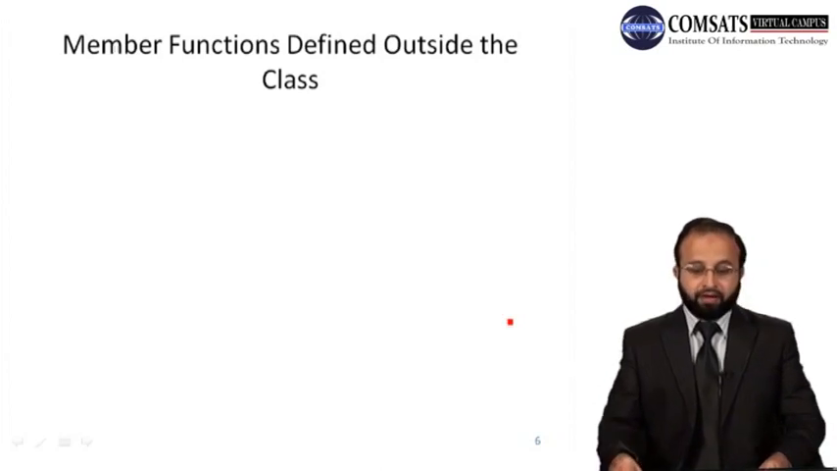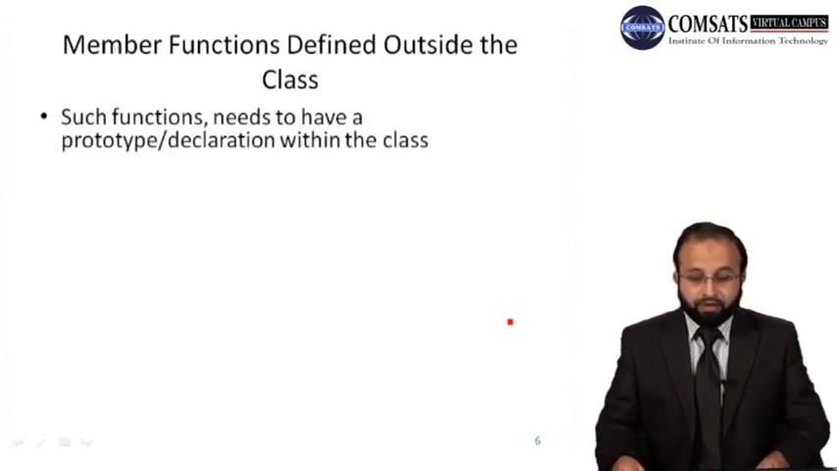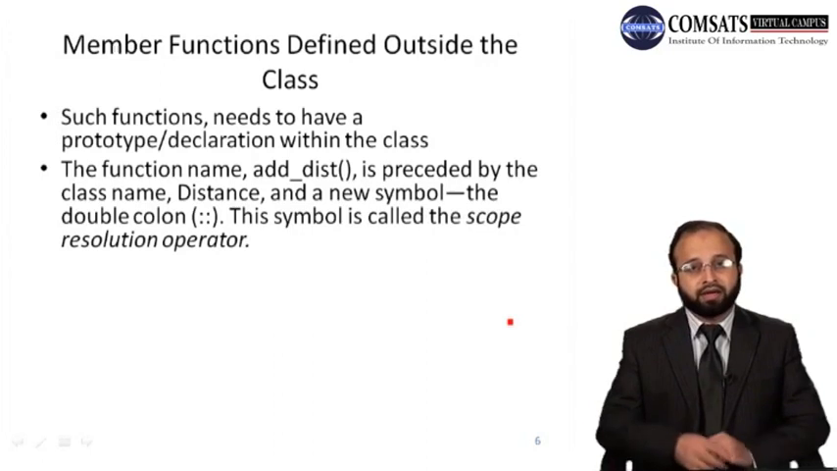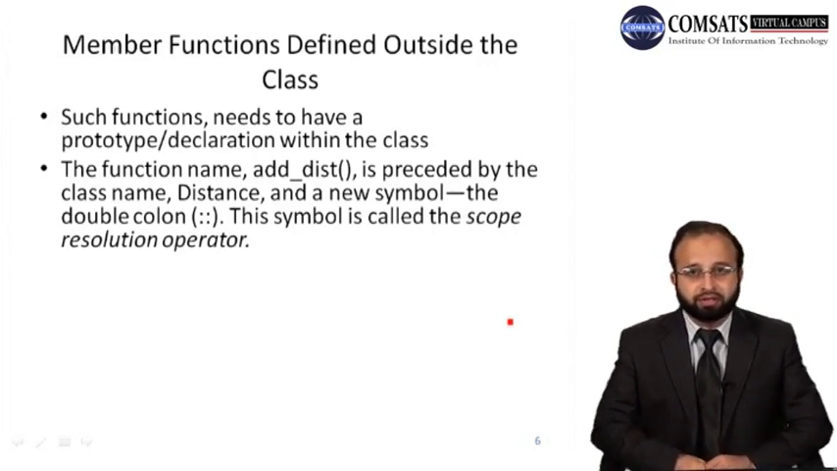Now, member function defined outside the class. We have also seen that we can define the member function outside the class, but we have to write the function prototype inside the definition of the class. Such a function needs to have the prototype declaration within the class, and the function name add dist is preceded by the class name, distance, and a new symbol, the double colon. This symbol is called the scope resolution operator. So you have to tell that the add distance function belongs to the distance class.